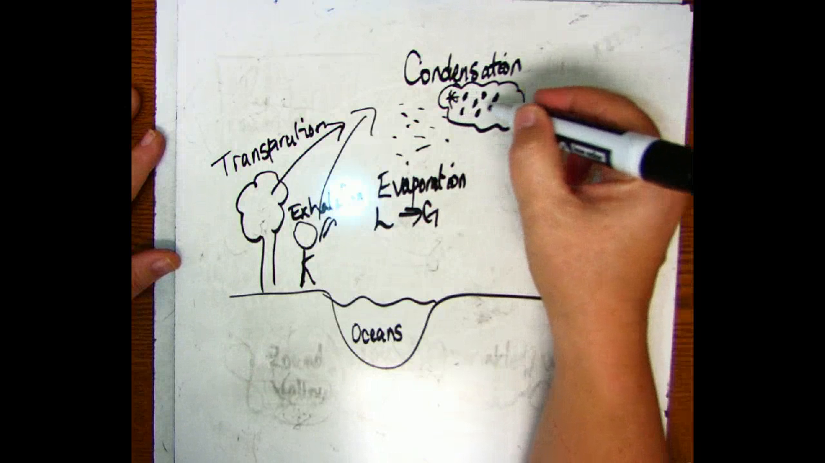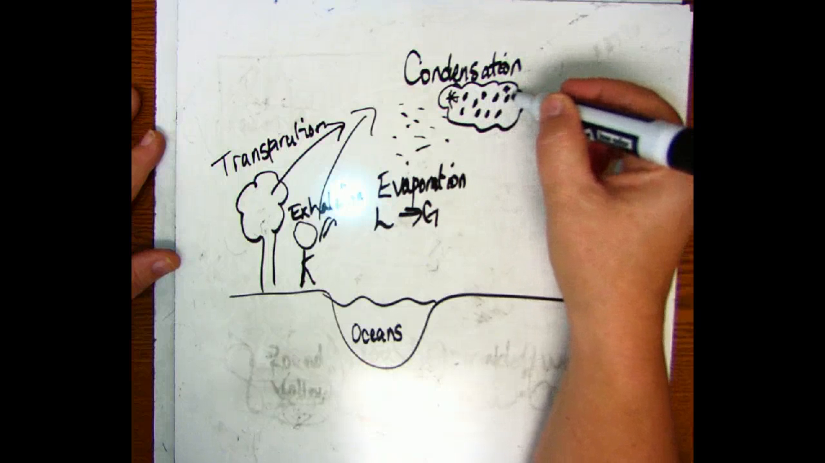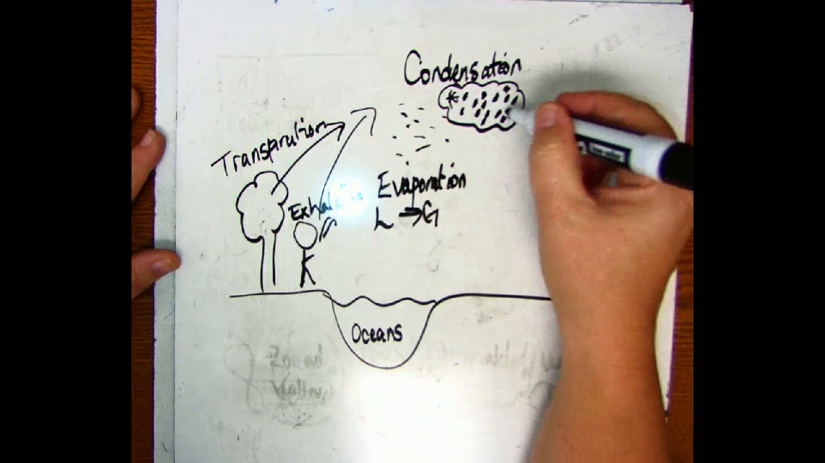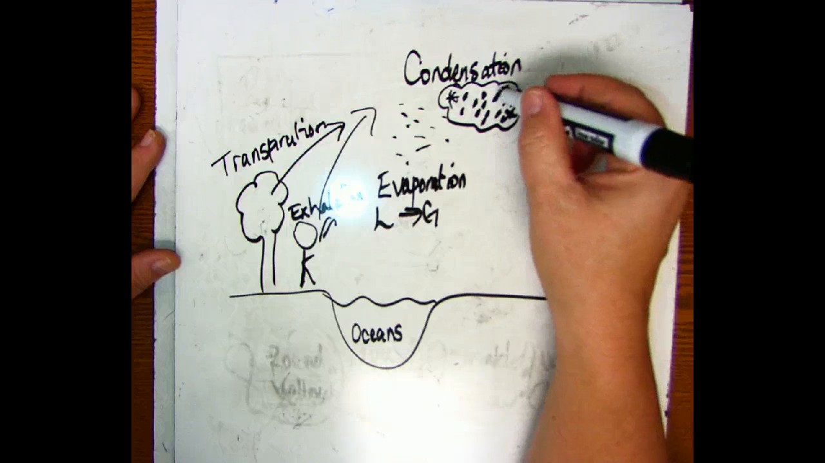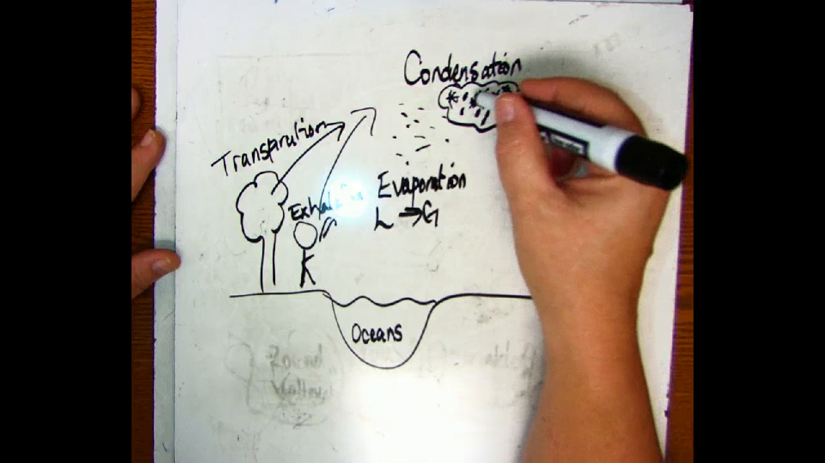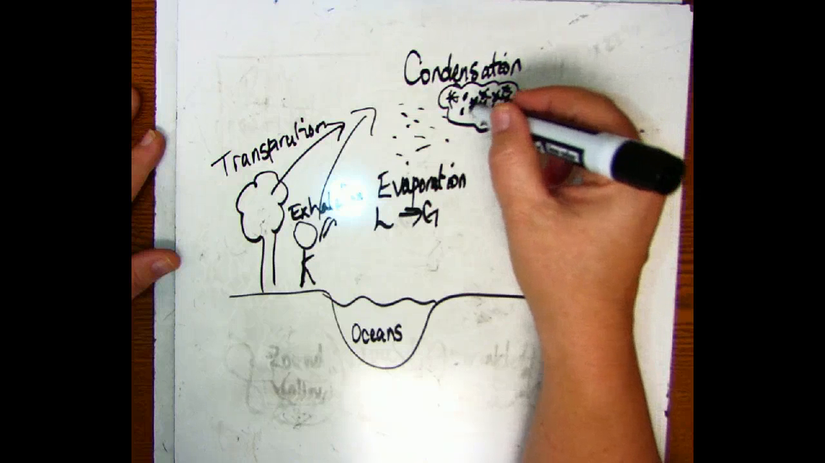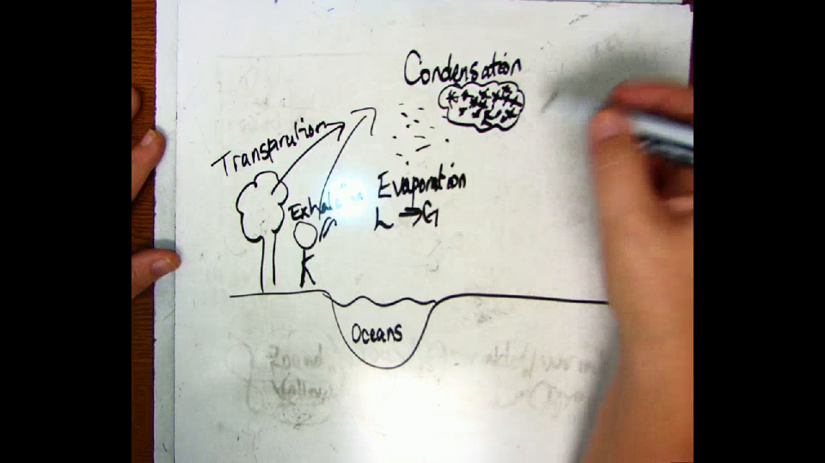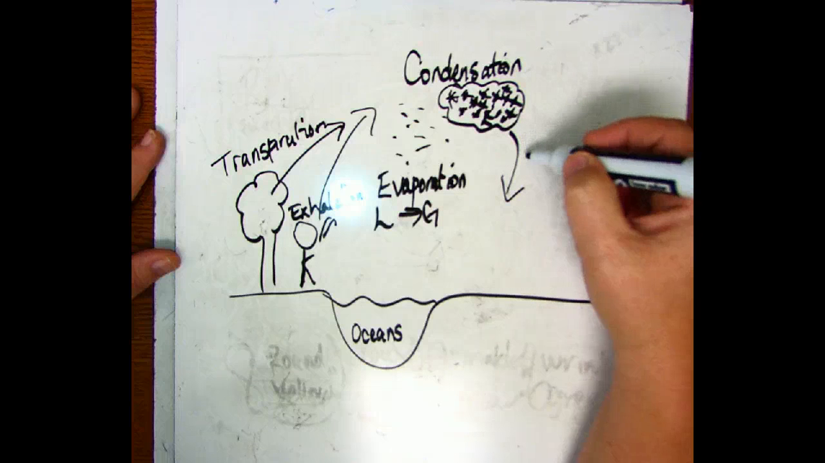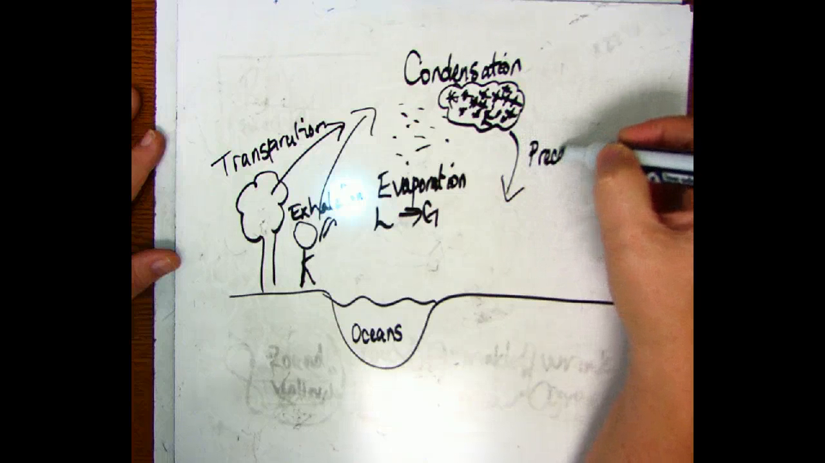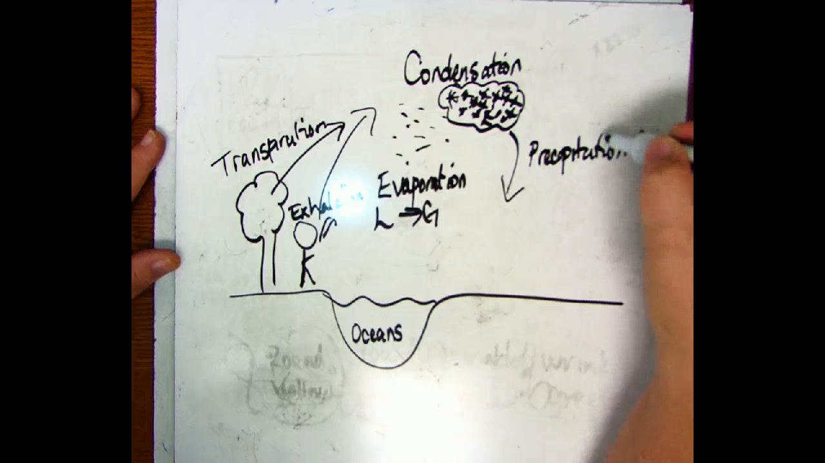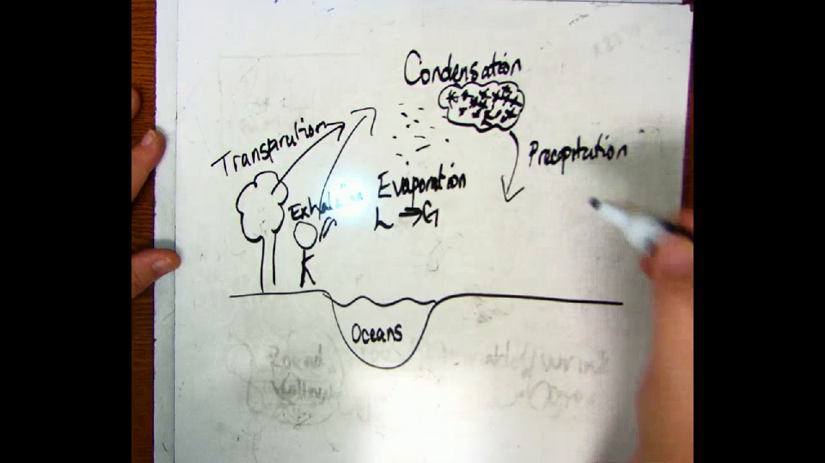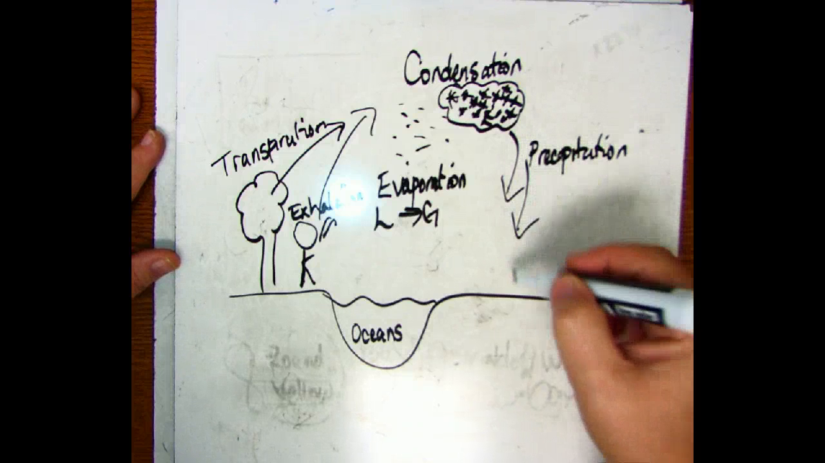The water molecules, the water droplets, come together, and because it's so cold up there, they actually start to freeze. So the water actually becomes little ice crystals. So all the clouds up there are actually full of ice crystals. And when the cloud gets too heavy with those ice crystals, then it drops it back down, and we call that precipitation. Okay, and you can have snow, sleet, hail, or rain as a form of precipitation.